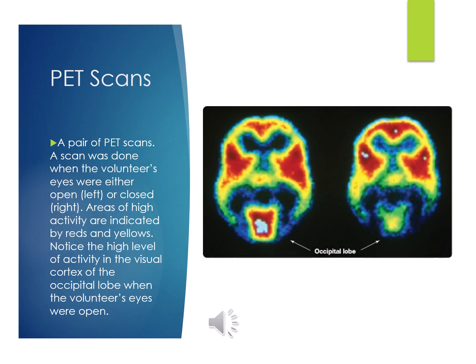So the pair of PET scans here was done when the volunteers' eyes were either open, on the left, or closed, on the right. Areas of high activity are indicated by red and yellow. You want to notice the high level of activity in the visual cortex of the occipital lobe when the volunteers' eyes were open. The images are similar, but the major difference is the occipital lobe, and that's what we see highlighted in the left image in red and yellow, and then green in the right image.